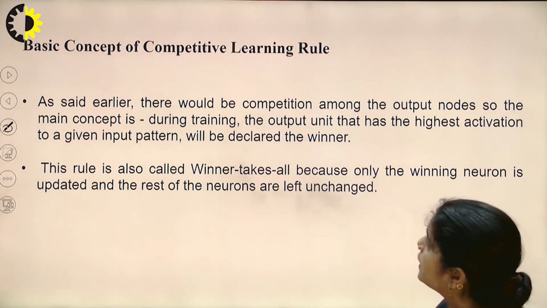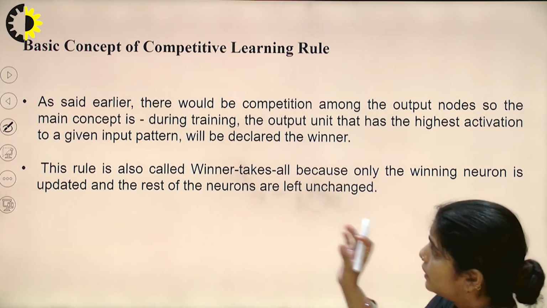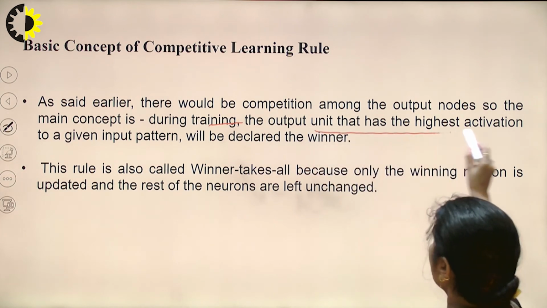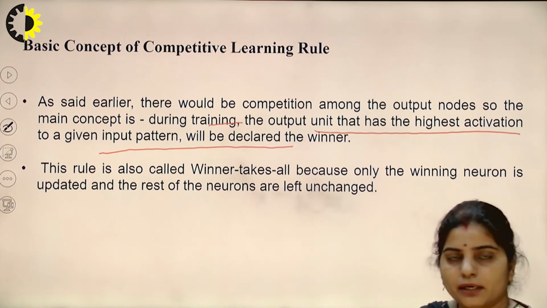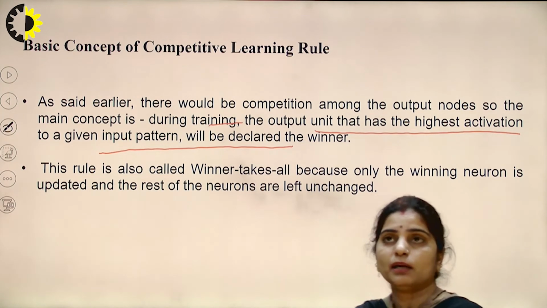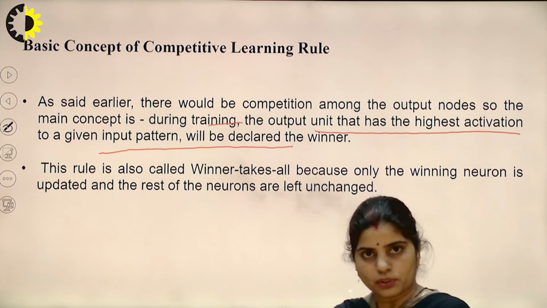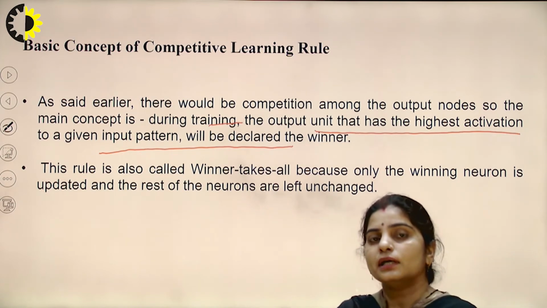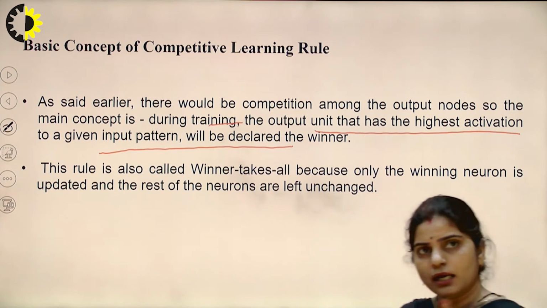Now, what is the basic concept of the competitive learning rule? As I said earlier, there would be a competition among the output nodes. The main concept is that during training, the output unit that has the highest activation for a given input pattern will be declared the winner. Just like in the artificial neural network, whenever the output of an individual node is above the specified threshold value, only then does that node fire or get activated and pass the data to the next layer.